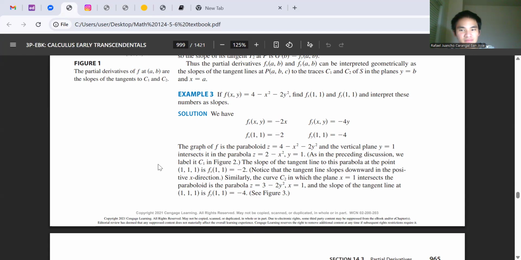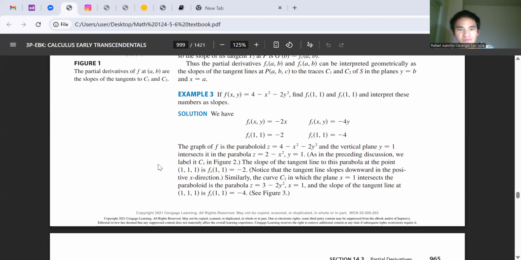So let's do that. Here we take the partial derivative of f with respect to x. So here we make our y constant. So again, we take the derivative of this thing, right? Since y is a number, this becomes 0. This becomes 2x. This becomes 0. So we actually just have negative 2x, right?